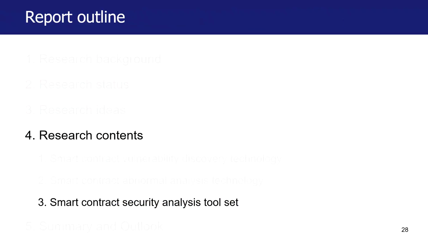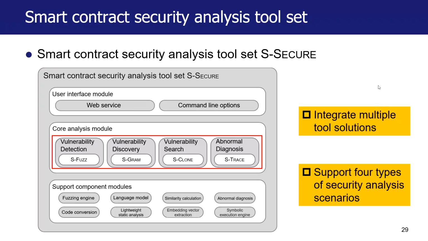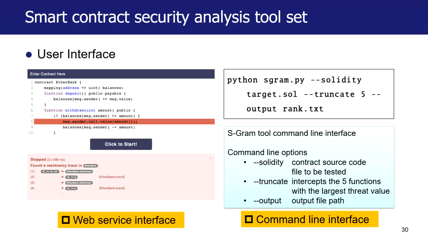Well, the third part is the smart contract security analysis tool set. Through the mentioned research achievement, in our lab we have established a smart contract security analysis tool set called S-Secure. It consists of S-Fast, S-Gram, S-Clone, and S-Trace as the core analysis models. So it can support the smart contract security analysis as a whole, right? And the integration of the multiple tool solutions can support four types of security analysis scenarios. Right? Here's some interface about that.